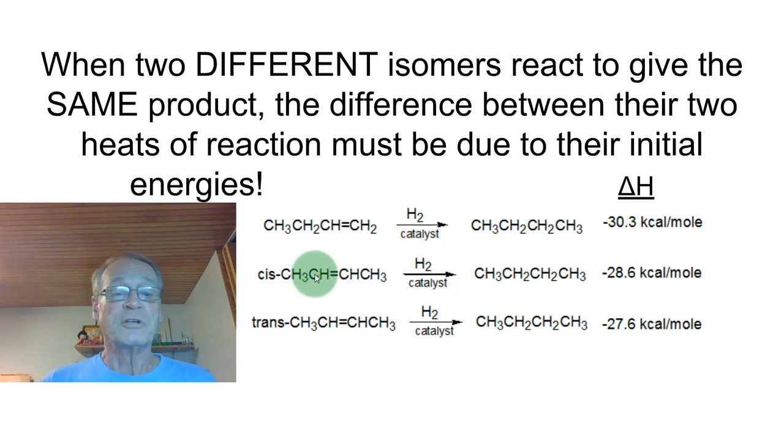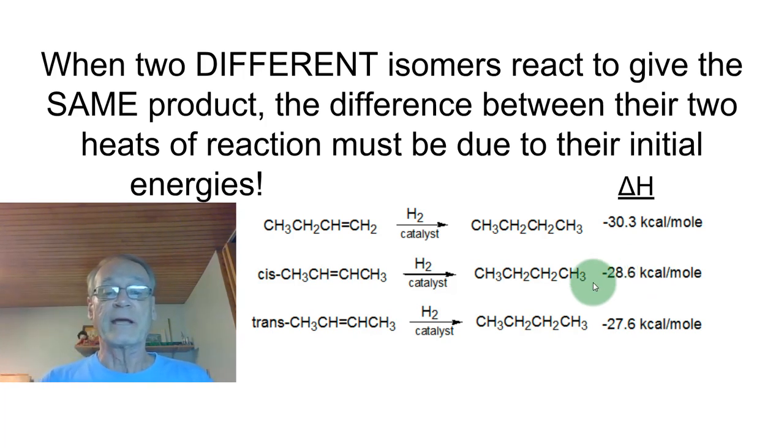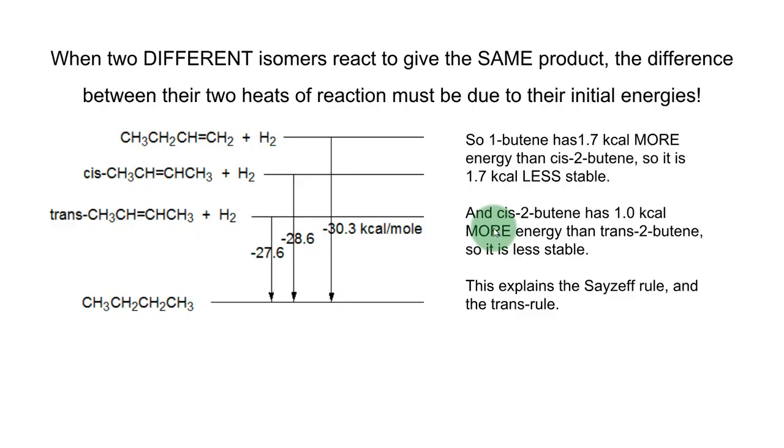When you do the same reaction on cis-2-butene, you only get out 28.6 kilocalories, so less energy is evolved, given out of that reaction. And trans-2-butene, when you do the same reaction, only gives out 27.6 kilocalories per mole. So they're all highly exothermic, but this gives out the most energy, then this, and then this, of those 3 isomers. So what does that mean?